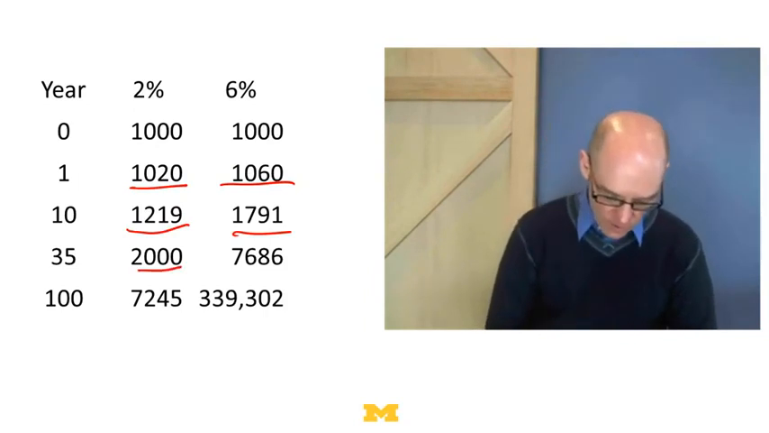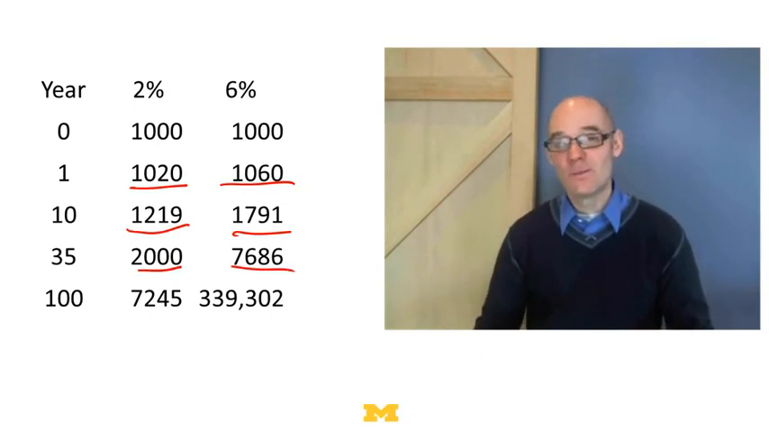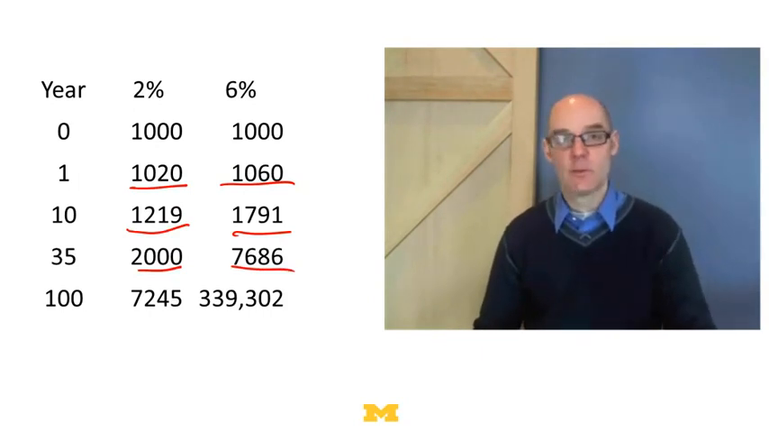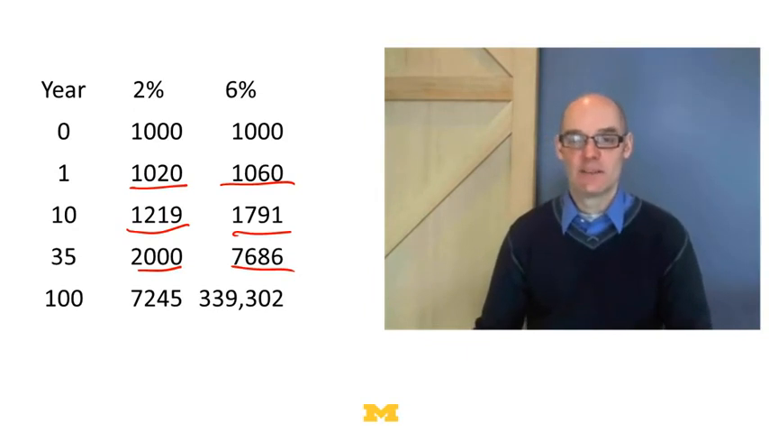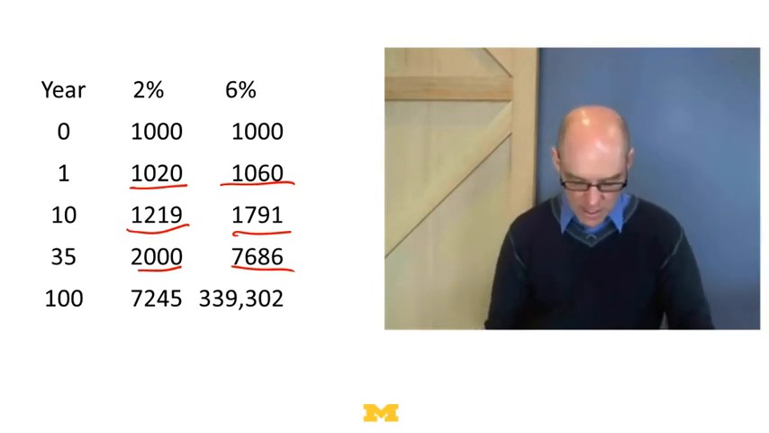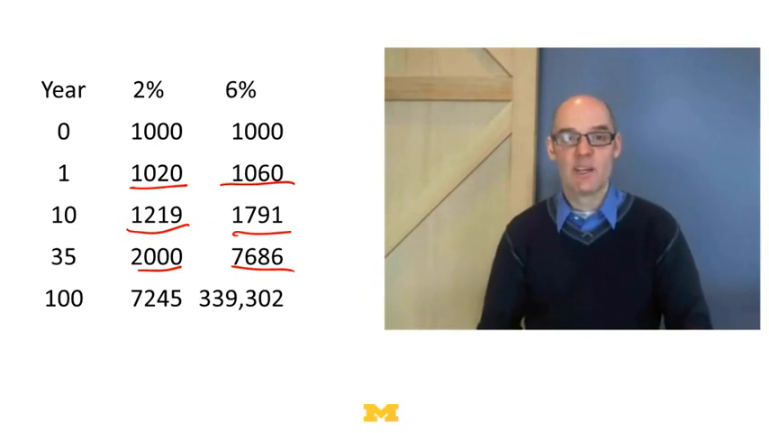And if I go ahead 35 years, so really maybe one generation, maybe a generation and a half, the first country's now doubled, so they're at 2,000. The second country's at 7,600. They've gone up 7.6 times. So now they're almost 4 times better off.